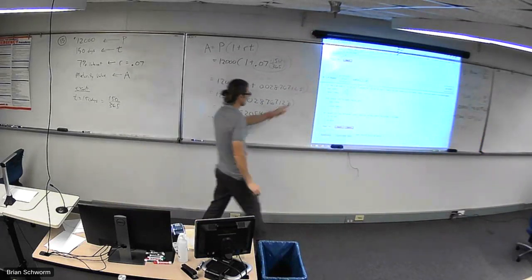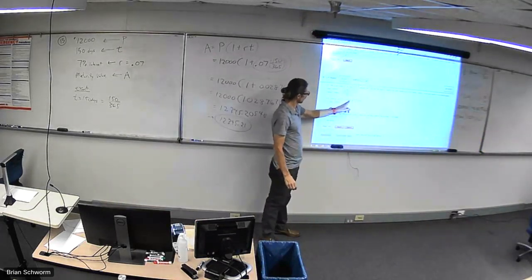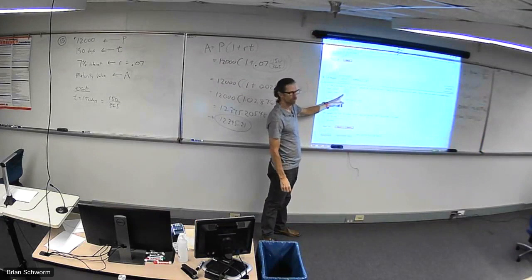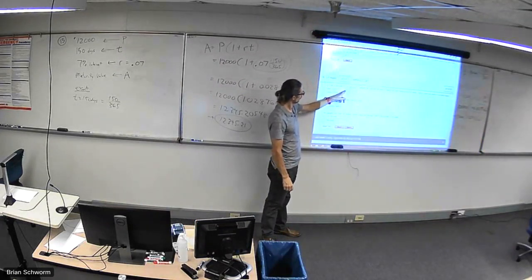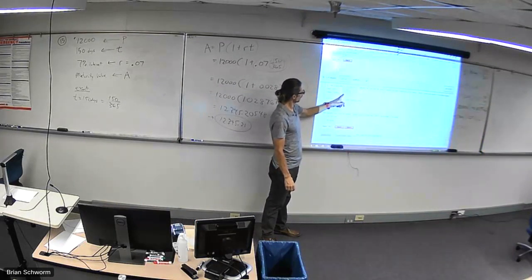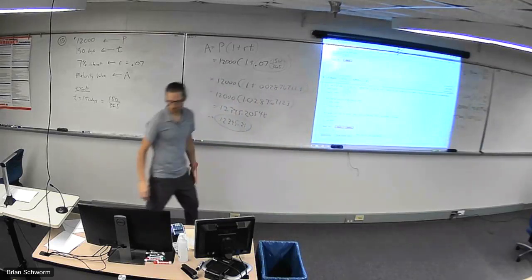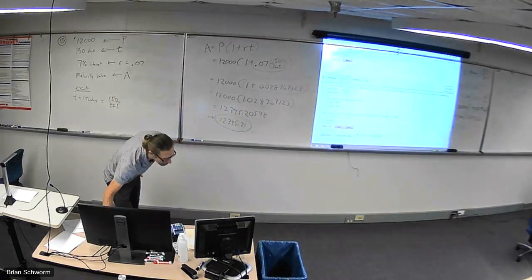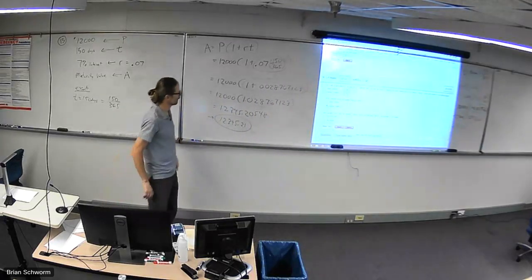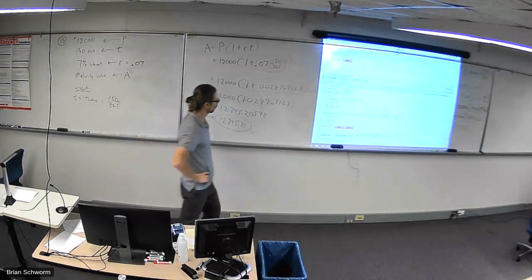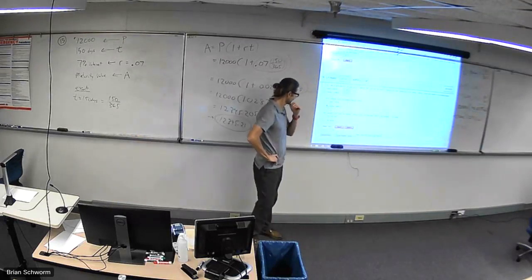First one's real obvious. Which method yields the greater maturity value? Which one's bigger? They're close. $12,345.21 for the first one, the second one $12,350. Slightly bigger for the ordinary method. The ordinary method yields the greater maturity value.